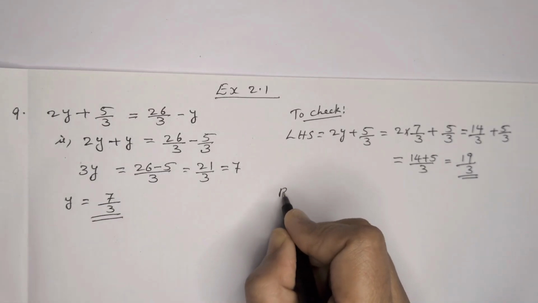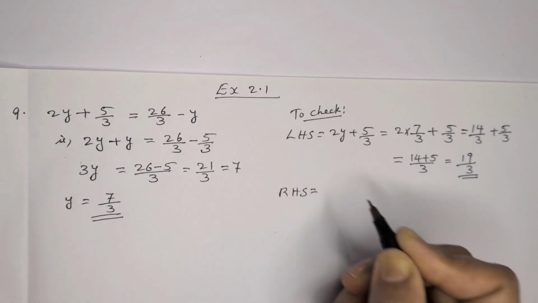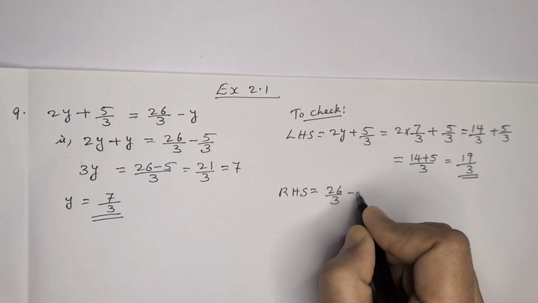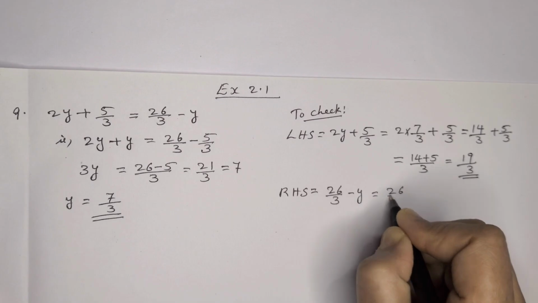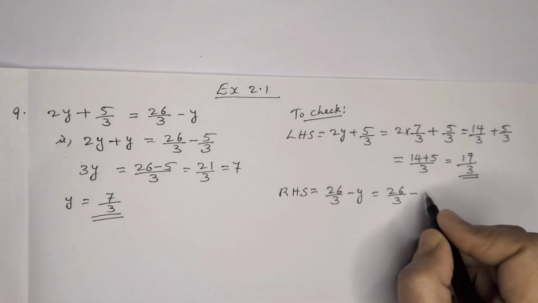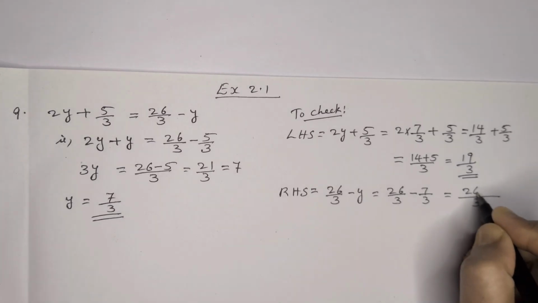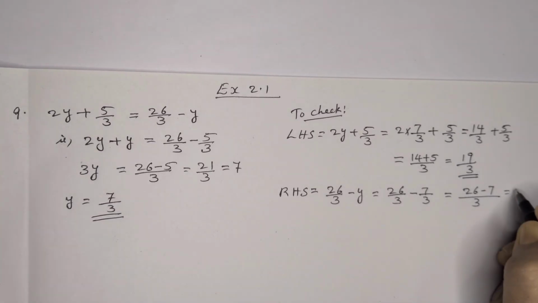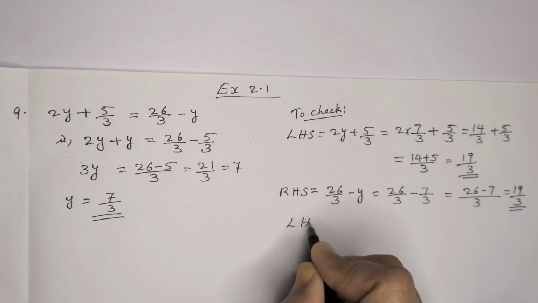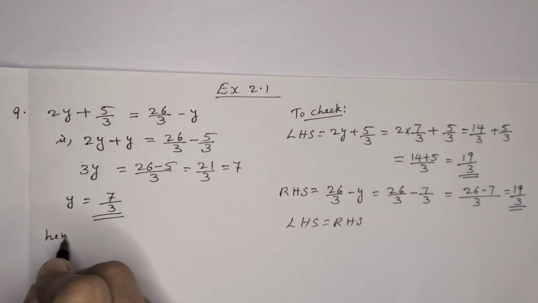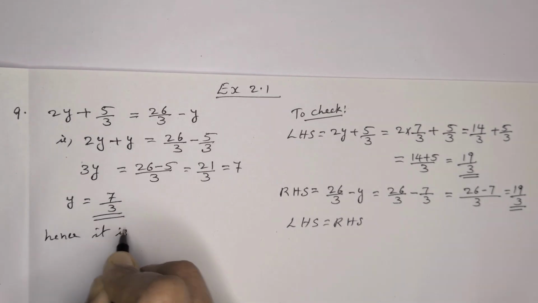Same way, RHS: 26/3 - y is equal to 26/3 - 7/3. Here also the same denominator 3. 26 minus 7, that is equal to 19/3. Now LHS and RHS have the same answer. So we can write LHS = RHS. Hence, it is correct.